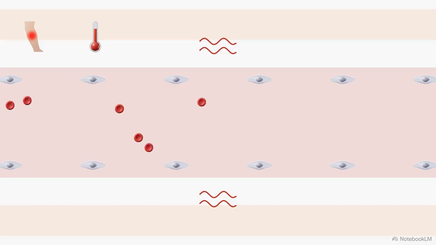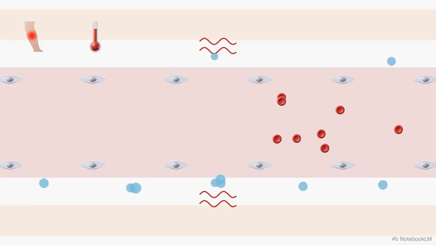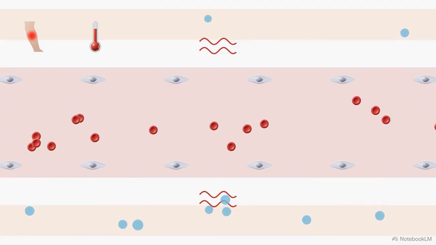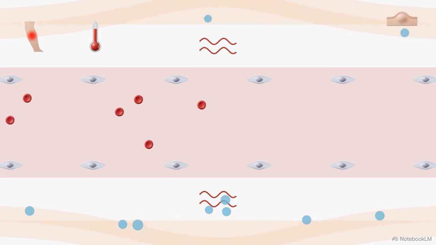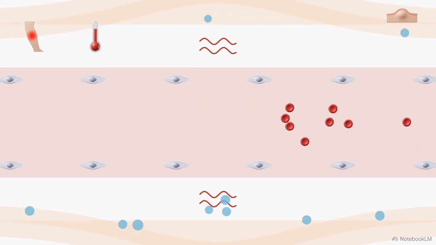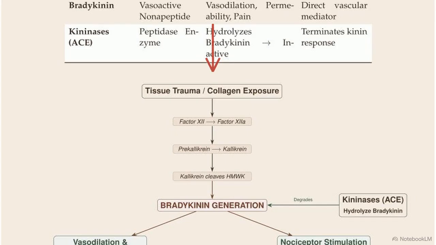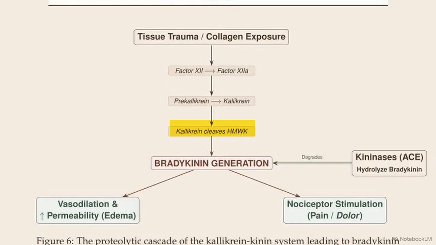Next, endothelial cells contract, widening gaps, allowing exudate to escape. This fluid accumulation drives tissue edema, causing visible swelling. This flowchart maps the kallikrein-kinin cascade. Tissue trauma activates factor 12, triggering a chain reaction where kallikrein cleaves high molecular weight kininogen to liberate bradykinin.